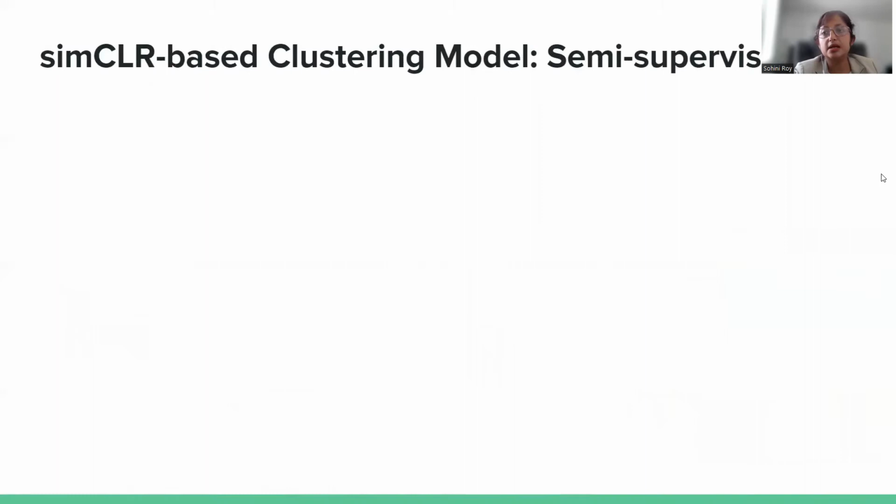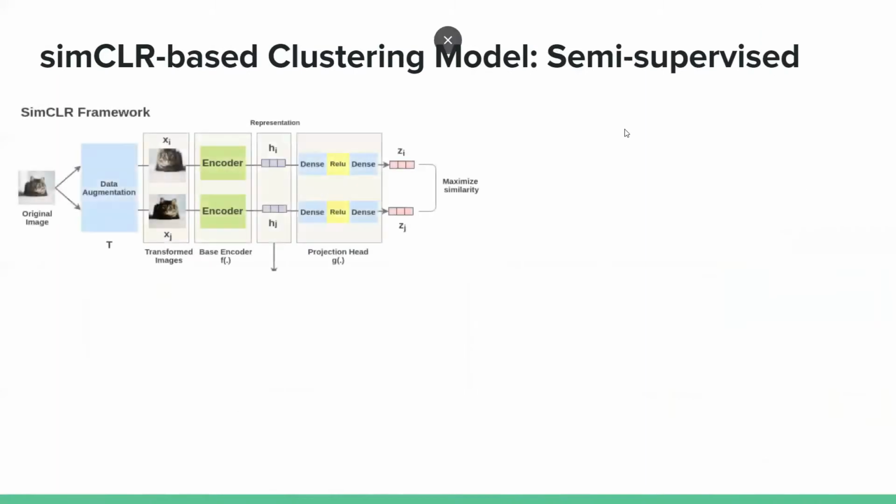Next, we take a look at the SimCLR based model. The SimCLR based model is again a contrastive learning approach. What happens in it is you take the original image along with some transformed versions of it, and these transformations are very standard.